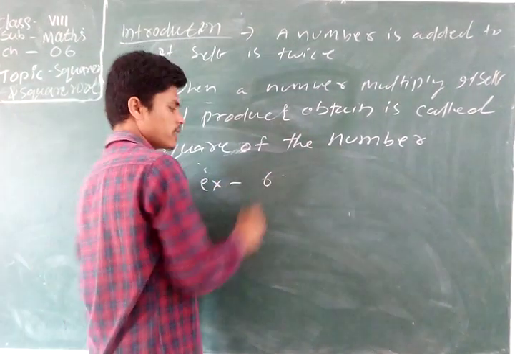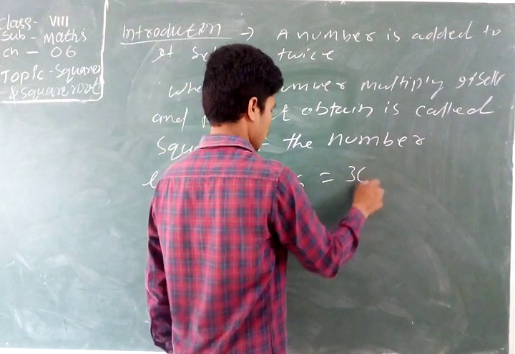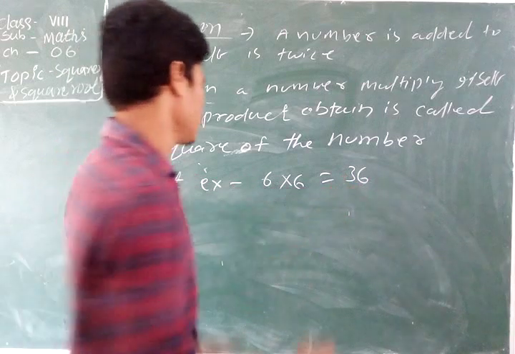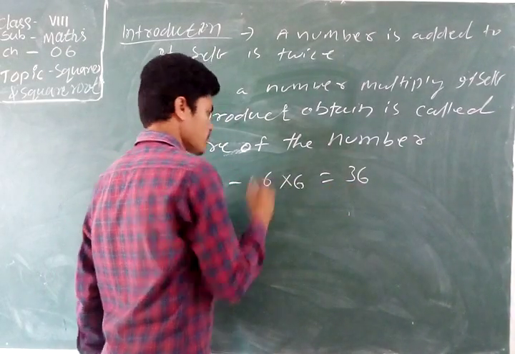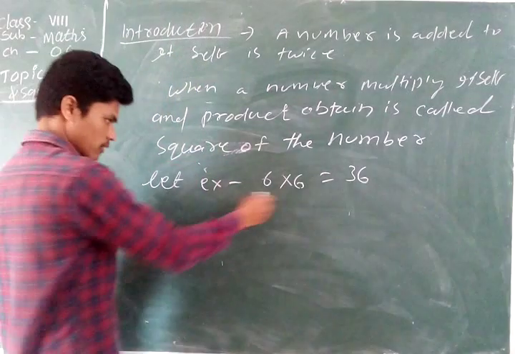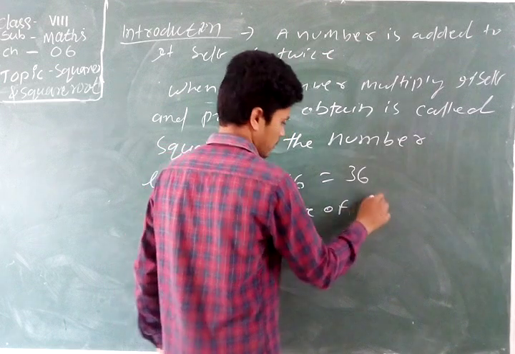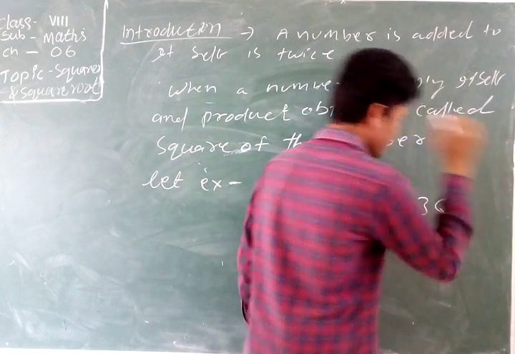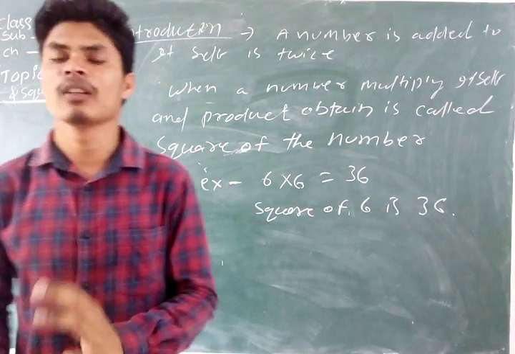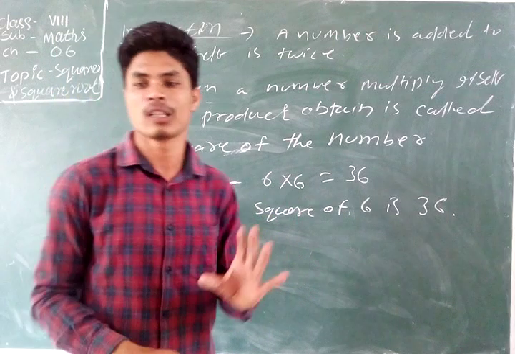So, 6 multiplied by itself means 6 multiplied with 6, which is 36. That means here is the square of 6. The square of 6 is 36. So when we multiply any number by itself, the result is called the square of that number.